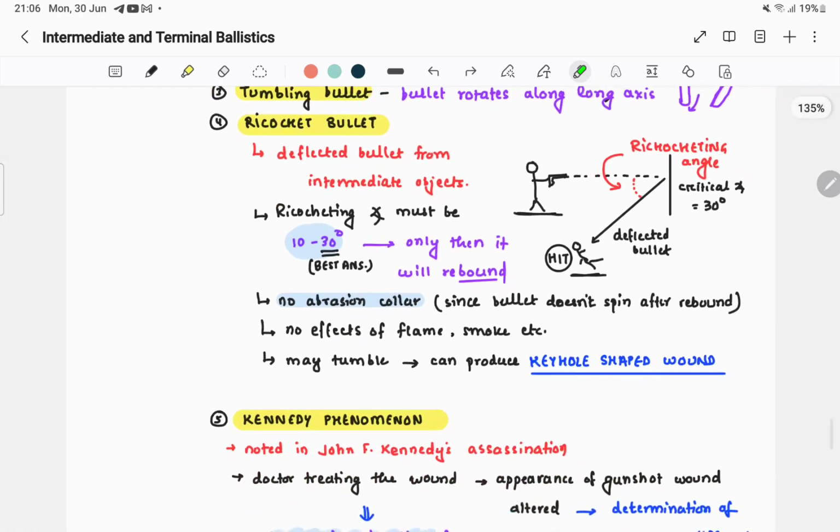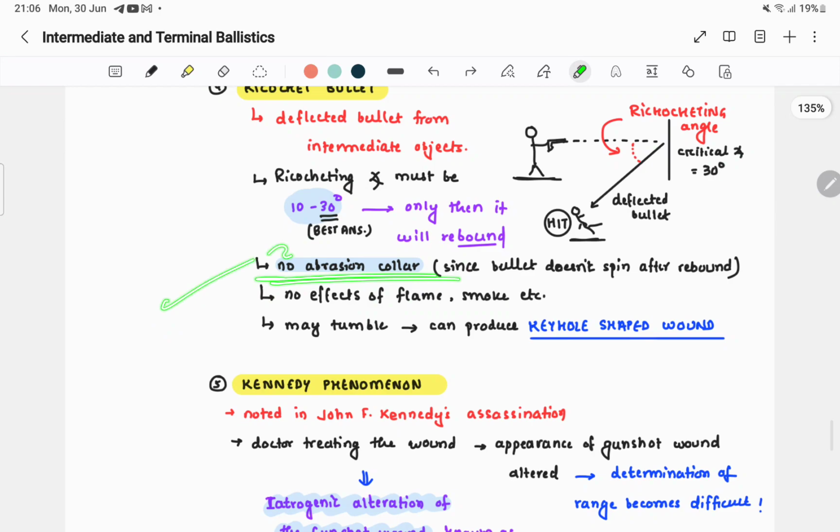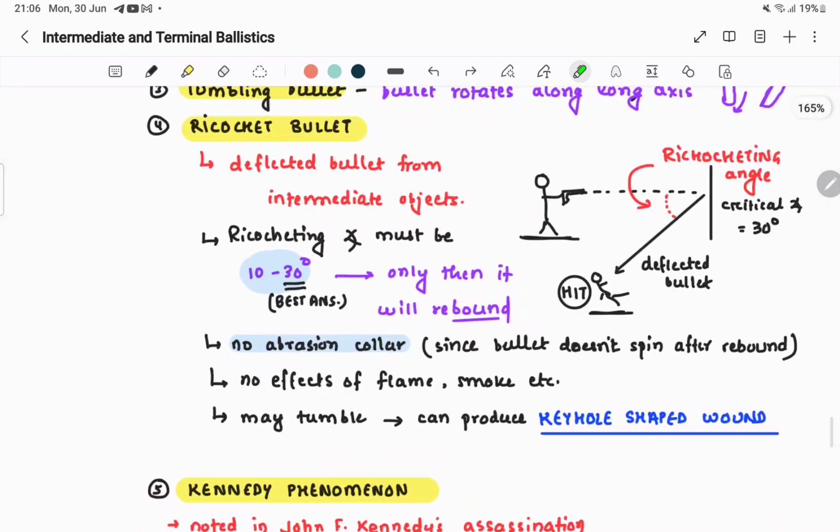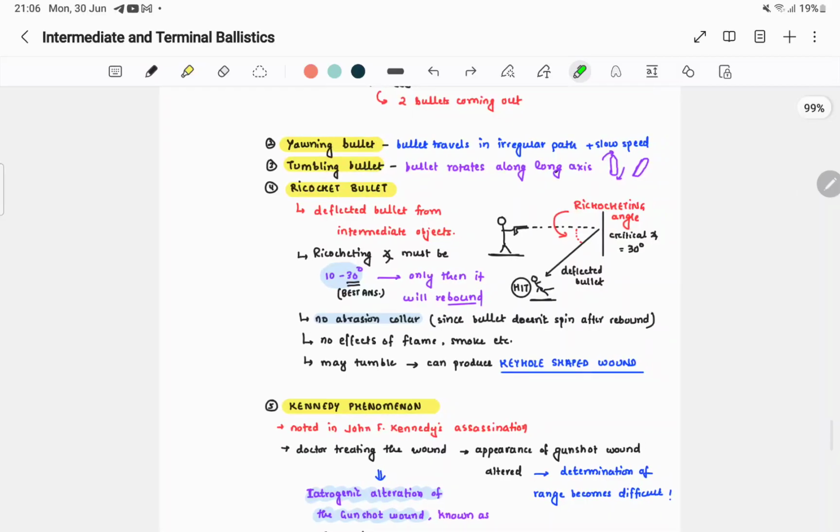Critical angle is 30 degree. Here there is no abrasion collar because the bullet won't spin after rebound. Anything you are spinning and you are striking, after striking there is no spinning, right? So there is no spinning after rebound. No abrasion collar, no effect of smoke, flame, nothing. It may tumble and produce some wound like this. This is called a keyhole shaped wound.